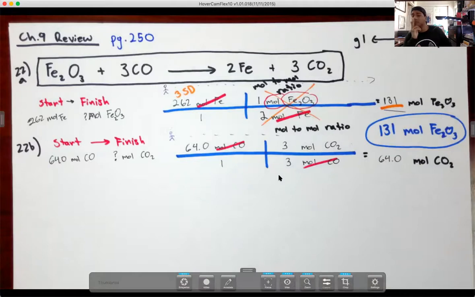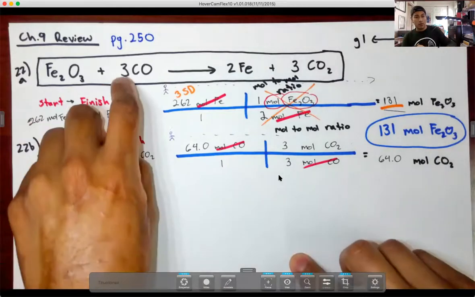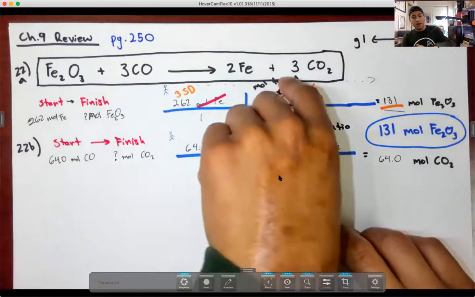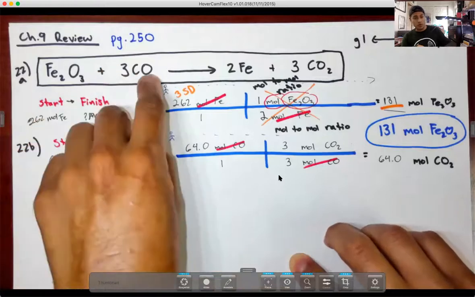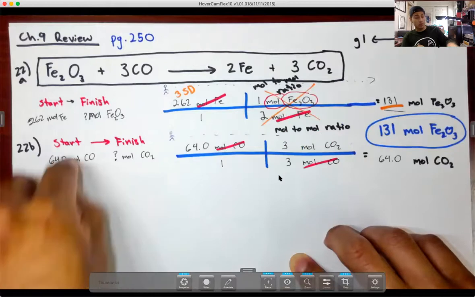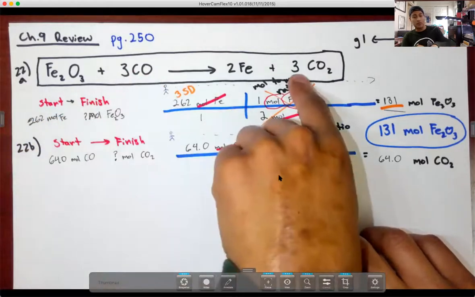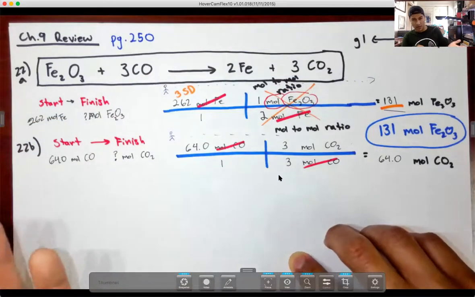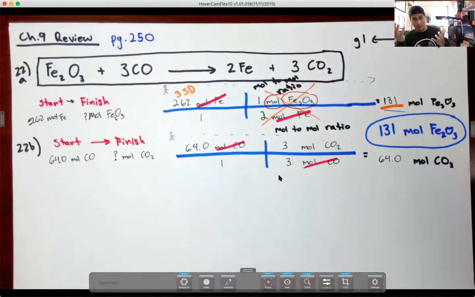Does that make sense? Did we make a mistake? No. Why did we not make a mistake, and why does it make sense, Matthew? Because the mole to mole ratio is 3 to 3. Exactly. So for every 3 moles of carbon monoxide, you're going to have 3 moles of carbon dioxide, right? So that means for every 64 moles of carbon monoxide, you're going to have 64 moles of carbon dioxide, okay? So it's going to be exactly the same, all right?